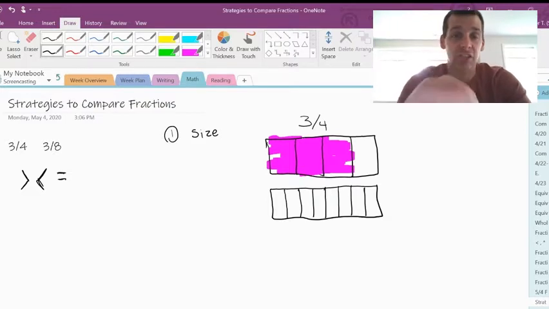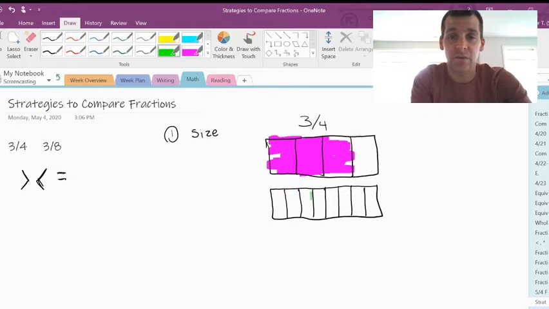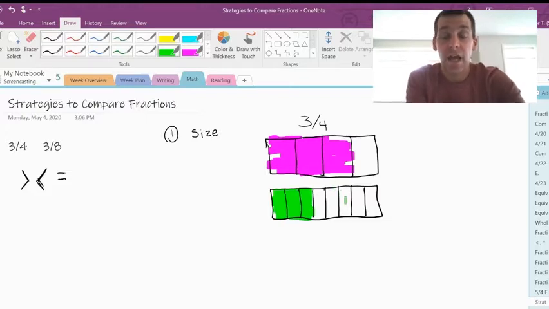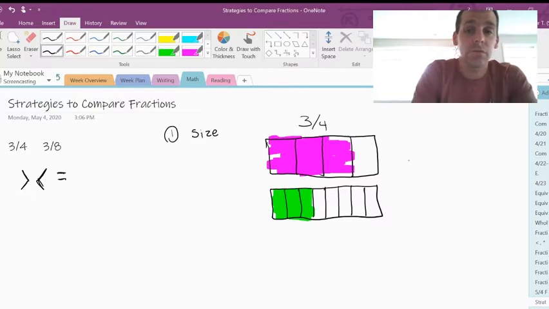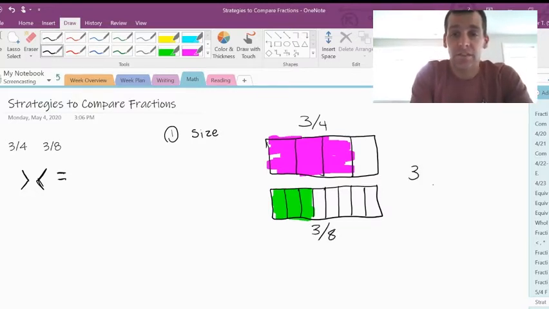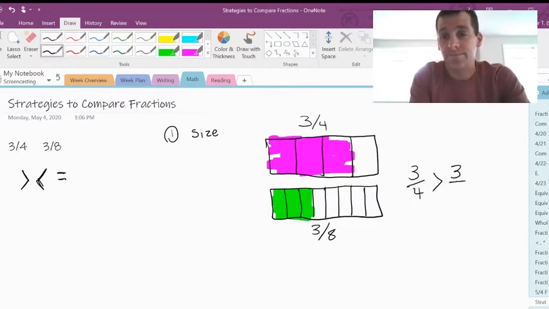I'm going to start actually shading from the same exact side because I want to make sure that it makes it easier for me when I'm going to compare. And if I'm looking at this here, I can see that as they're on the same side, the purple one is larger than the green one. It has more space that has been filled up. So in this case, again, I'd write 3/8 down here. I might say 3/4 is greater than 3/8. So that's certainly one strategy.